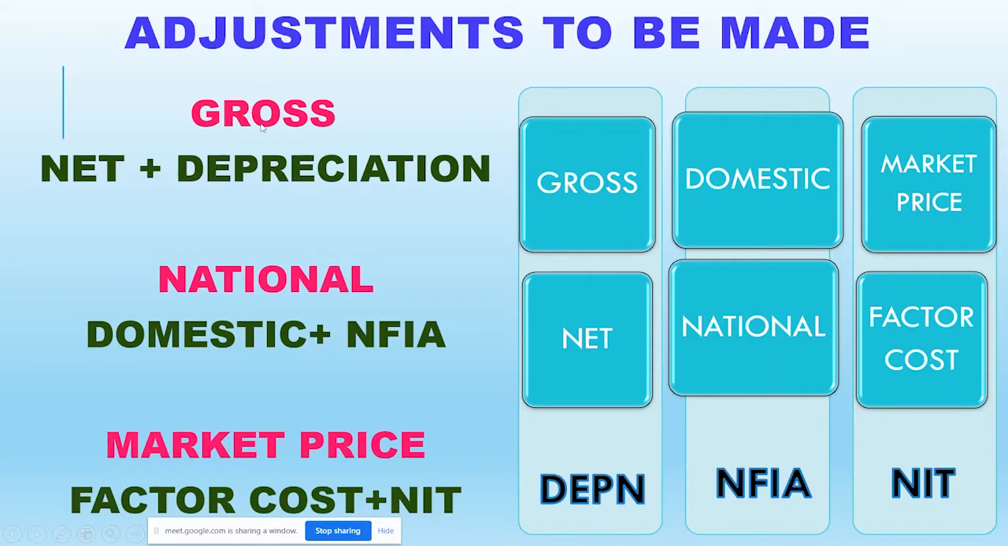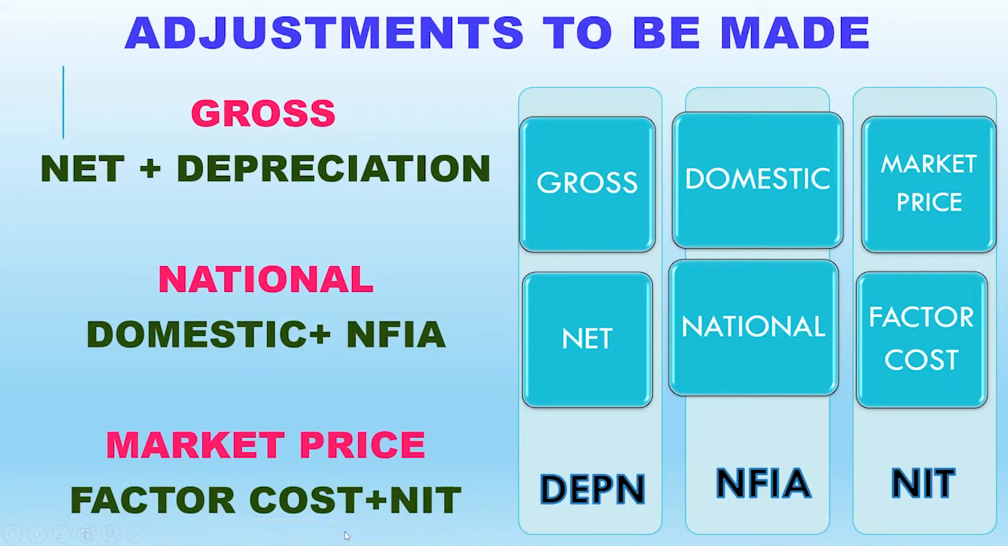Gross is equal to net plus depreciation, so net will be gross minus depreciation, right? Then national is equal to domestic plus NFIA, so domestic is national minus NFIA. Then market price is factor cost plus NIT, so factor cost is market price minus NIT. So plus or minus, what adjustment, you have to be very clear. Then only you will be able to convert or make adjustments, so that you can find out all other aggregates.